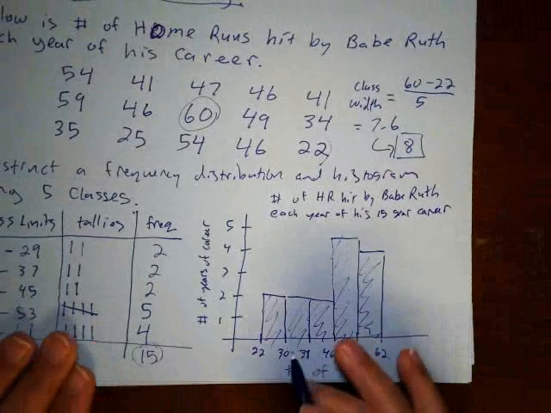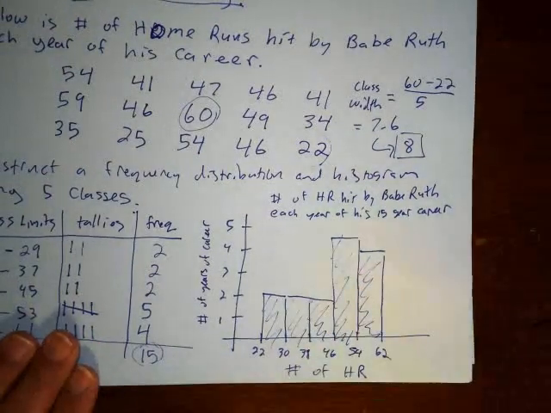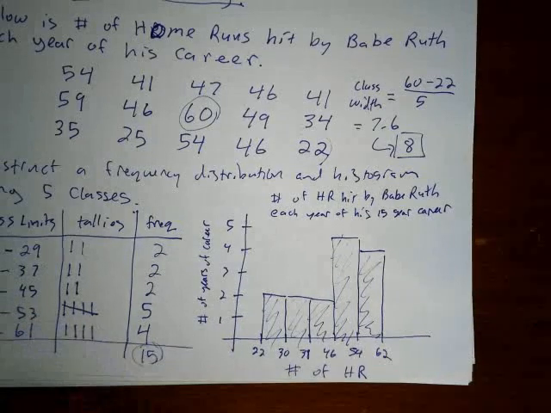Something like that, right? So then you got the number of home runs. This would be, the height would be the number of years of his career that he got that many home runs. And you would almost need that to make this graph clear to the person.